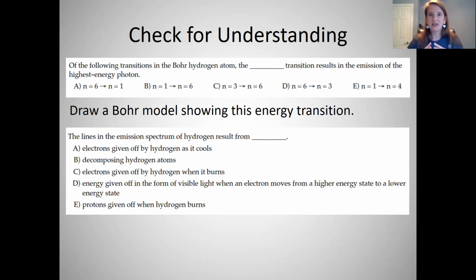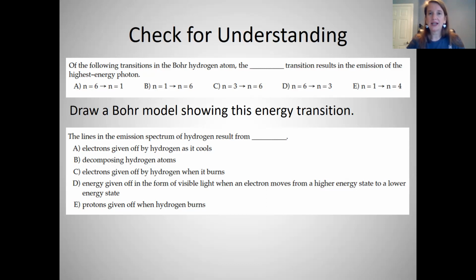Are the electrons giving off energy when they go from a low to a high energy, or when they go from a high to a low? Well, they're giving off, emitting energy when they go from high to low. So we can automatically eliminate answer choices B, C, and E, because those ones show that it's absorbing energy. So that means it has to be A or D.